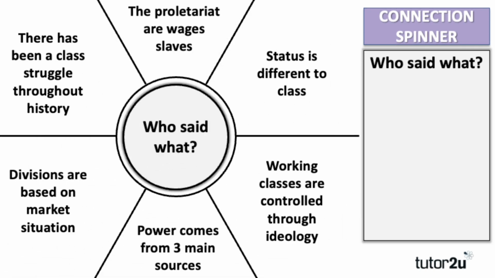Okay, so this time we've got the proletariat are wage slaves, status is different to class, working classes are controlled through ideology, power comes from 3 main sources, divisions are based on market situation, and there has been a class struggle throughout history.